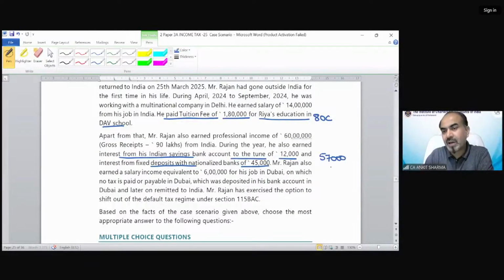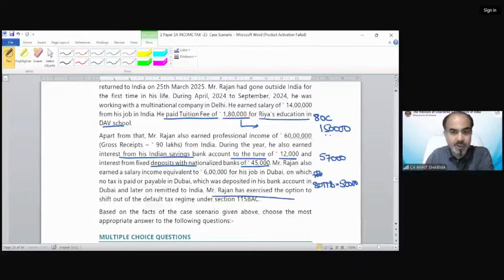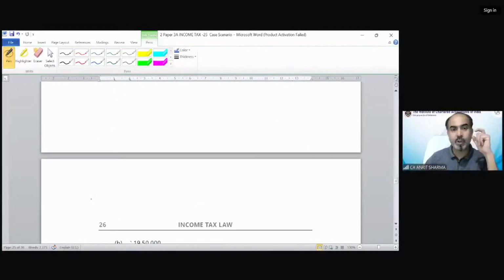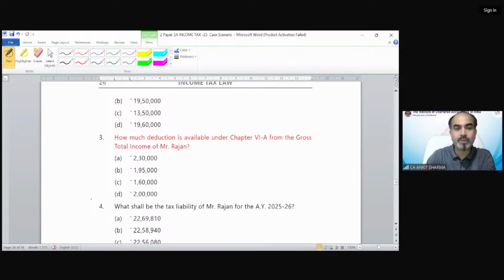And because he is a senior citizen, he can claim 80TTB up to a maximum of 50,000. And out of this 1,80,000, he can claim 80C maximum of 1,50,000 rupees. No other provision regarding the deduction point, and he's shifting out of the default tax regime. So the total amount of deduction he's eligible for would be 2 lakh rupees. And that would be our option number D. It's a simple question.